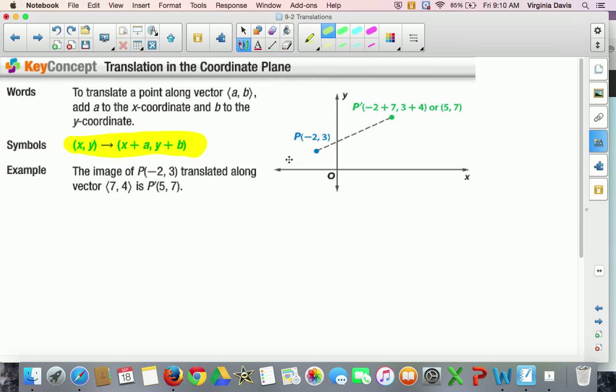So in this example, you have P, which is (-2, 3). The vector is notated with these little parentheses with points on them. We'll figure out what we want to call those, but that's how you notate vectors. So (7, 4). What that means is we're going to add 7 to -2, and then we're going to add 4 to 3, and we end up with our new point being (5, 7). That's how we're going to do it on the coordinate plane, and that's what our next example is going to be.